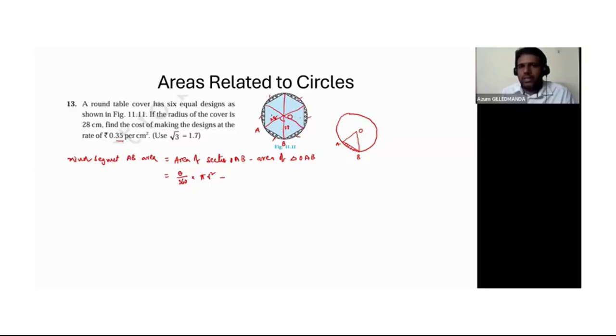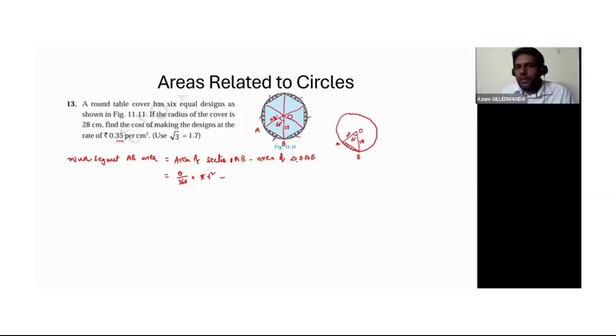One, two, three, four, five, six. Six. That means the total angle is 360 degrees, and one portion should be 60 degrees here. That is not given, but by looking at the figure, if you divide it into equal parts, then you will know this is 60 degrees. So if this is 60 degrees, right? And this is 28, and this is also 28.